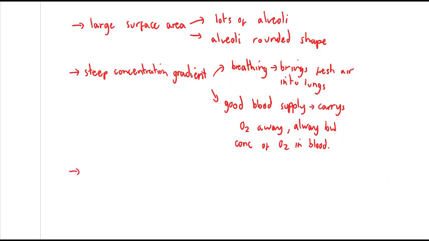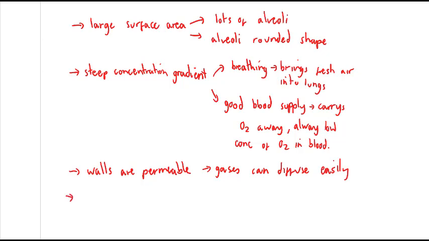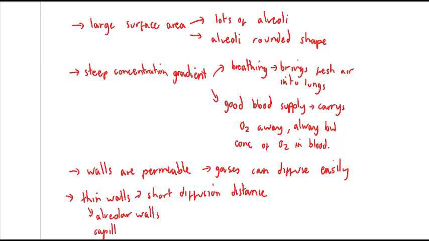Now, another good adaptation is that the walls are permeable, which means that gases can diffuse easily. We also have very thin walls, which provides a short diffusion distance. And we should say here that the thin walls are of both the alveolar walls and the capillary walls.